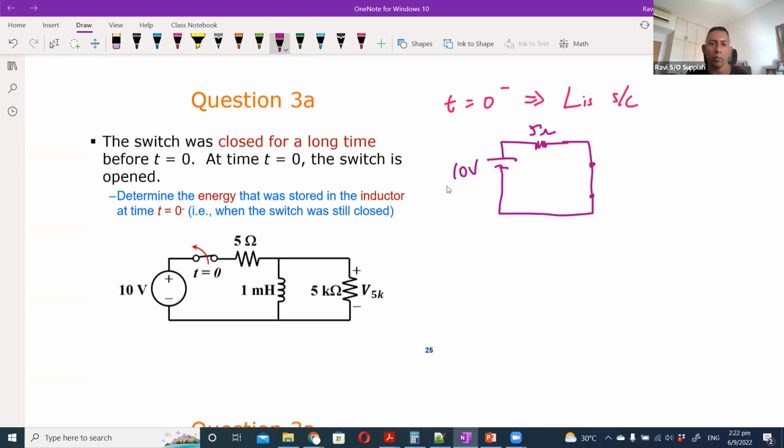Because of this short circuit line, nothing will go through the 5K resistor. Which means that the current through the inductor, which is this, is 10 over 5, which is 2 ampere. The energy will be half L i squared, which gives me 2 millijoules.